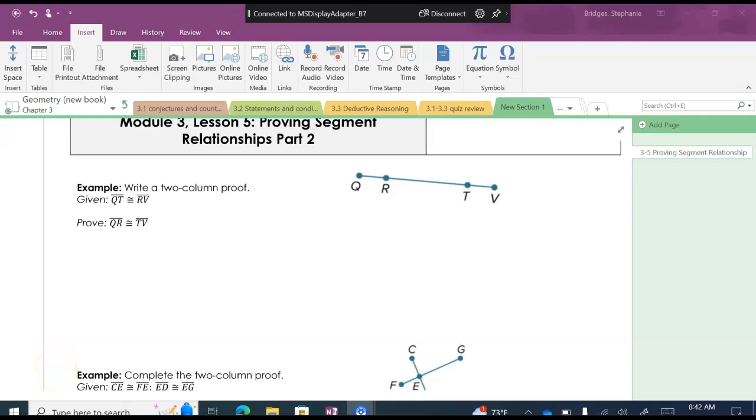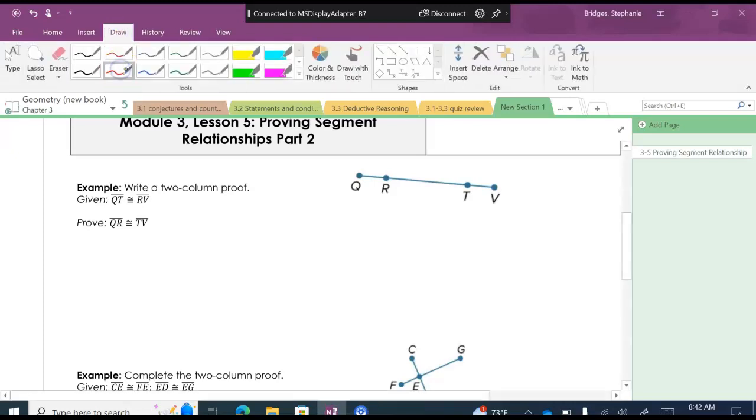What is the very first statement always? The given. Okay, so let's set up our proof. We're going to have to draw our two columns. I'll come over here. The left side is my statements.